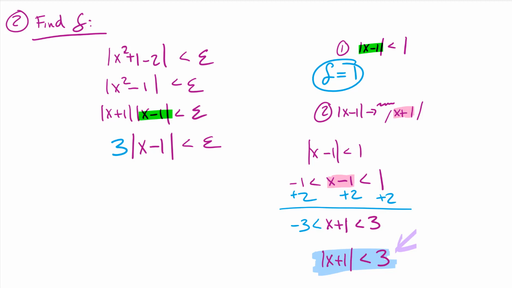Because as I'm calling this number as big as possible, when we divide it over, a bigger number on the bottom is actually saying that epsilon over 3 is a smaller number. We're actually asking our x minus 1 to be even tighter.